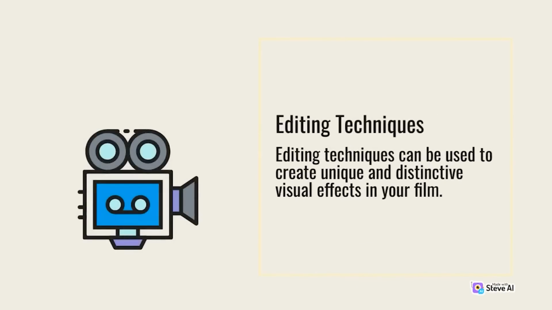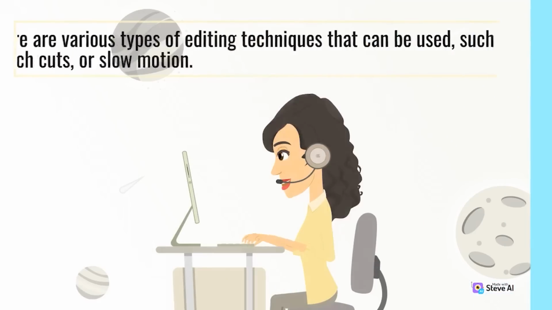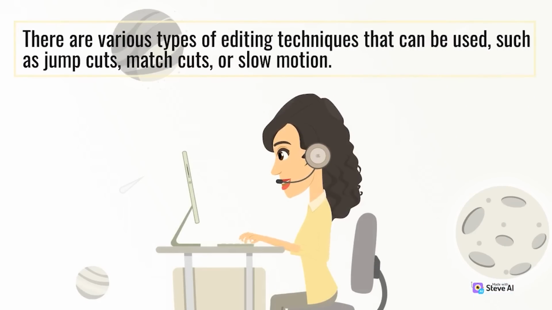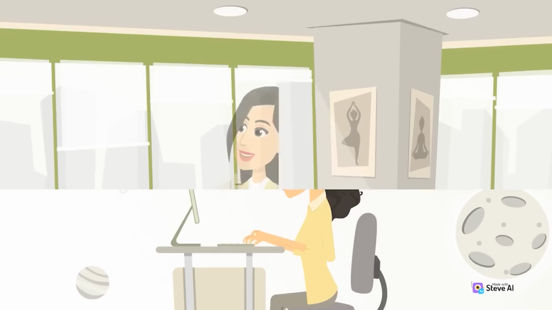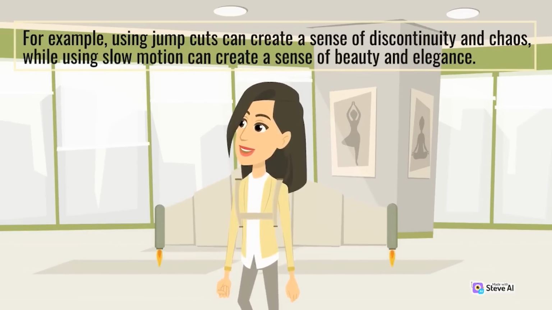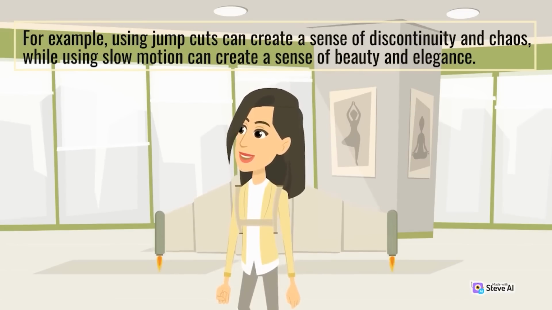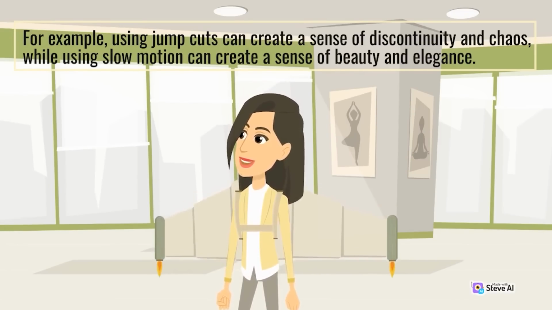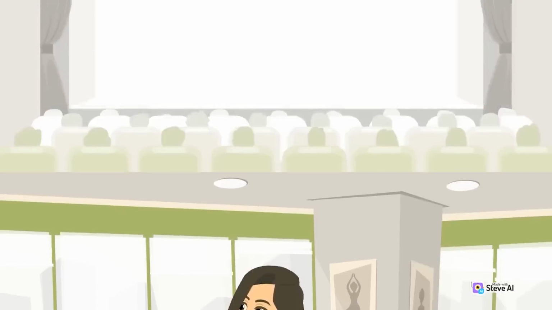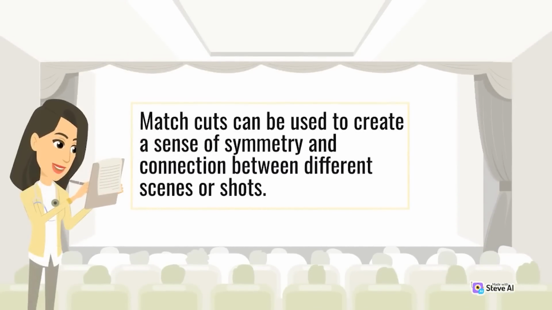Editing techniques. Editing techniques can be used to create unique and distinctive visual effects in your film. There are various types of editing techniques that can be used, such as jump cuts, match cuts, or slow motion. For example, using jump cuts can create a sense of discontinuity and chaos, while using slow motion can create a sense of beauty and elegance. Match cuts can be used to create a sense of symmetry and connection between different scenes or shots.